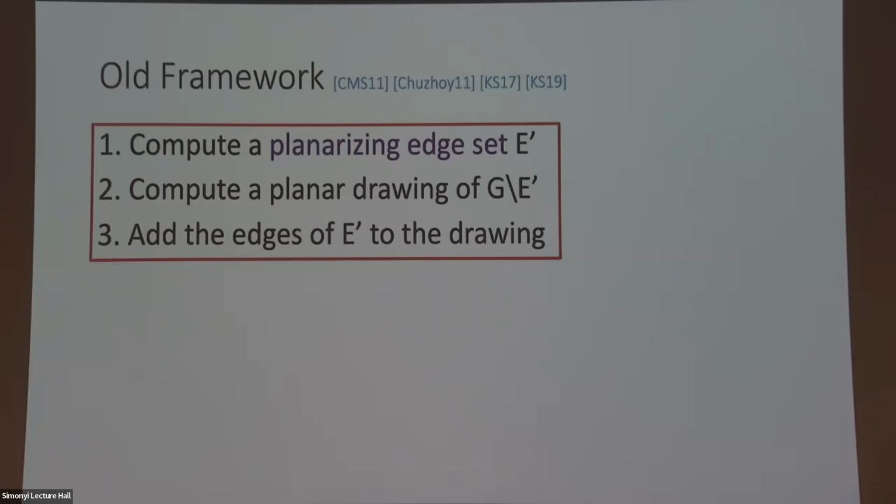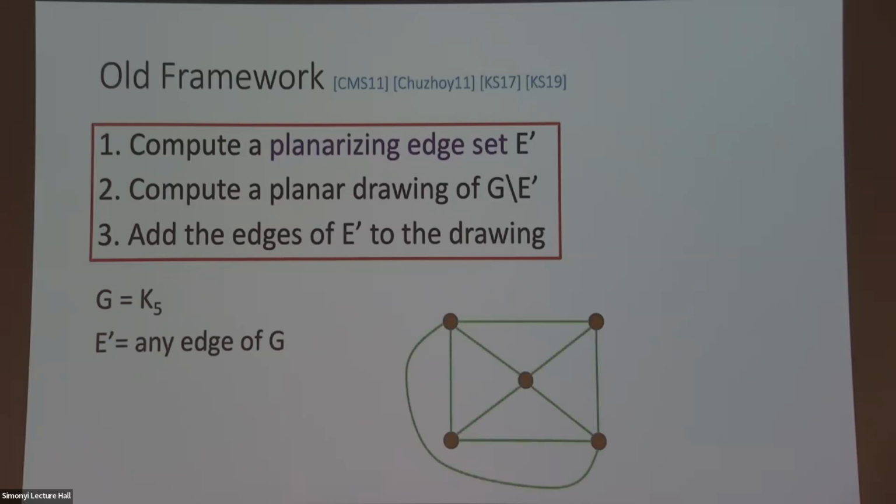So for example, if the graph is K5, we do know it's not a planar one, and deleting any edge will give us a planar subgraph. This is a drawing of K5 minus one edge in a planar way. And the last step is we add this missing edge back, which will cause one crossing in this drawing. So this is one way to implement this framework on a very simple example.